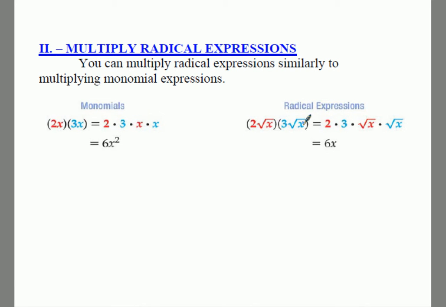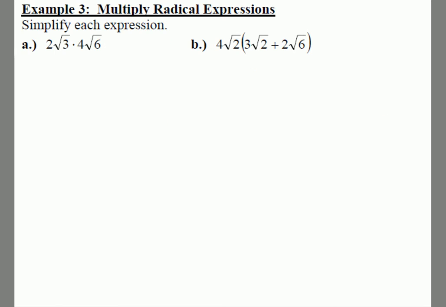Now when you take radical x times radical x, you get a radical x squared, but a square root and a squared will cancel each other out and just give you an x. So you may have to simplify a little bit. Let's look at these couple examples.